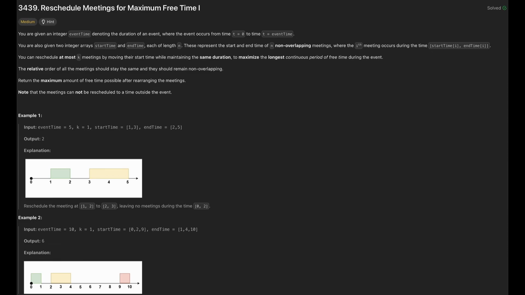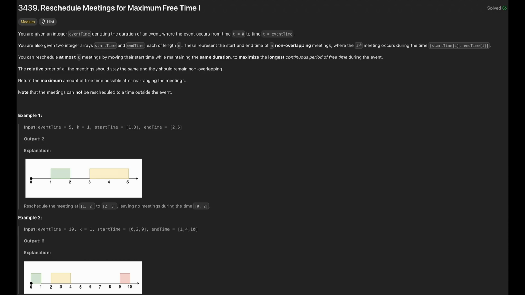They also give us two arrays, start time and end time. Each one is going to be length n, so we know they're the same size. They represent the start and end time of n non-overlapping meetings, and those indexes are going to be the ith meeting, and then respectively the start and end time.